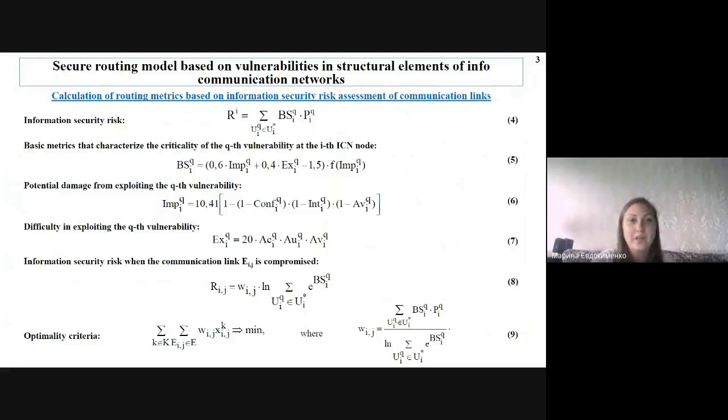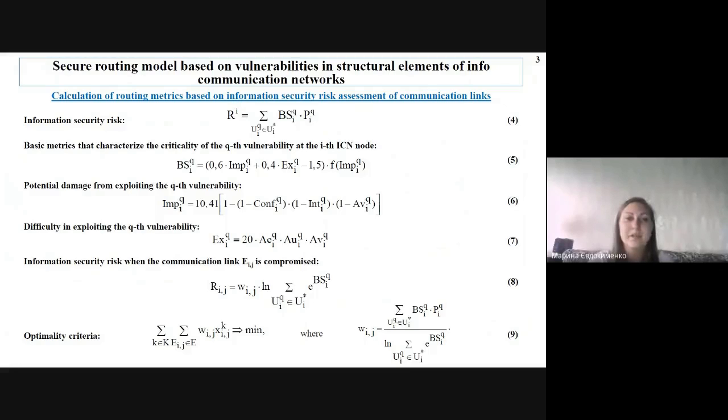To calculate information security risk based on exploiting existing vulnerabilities on the nodes of the network, we use the following expression, number 4. According to the NIST recommendation, damage of basic vulnerability metrics at the network node is calculated as expression number 5. Thus, the potential damage from the use of a vulnerability is calculated as expression number 6.